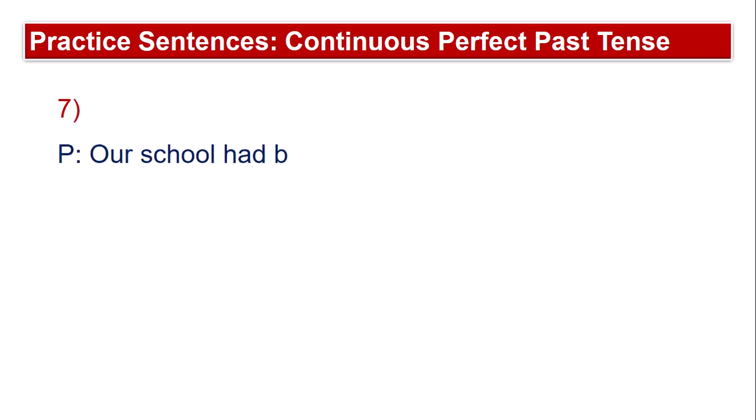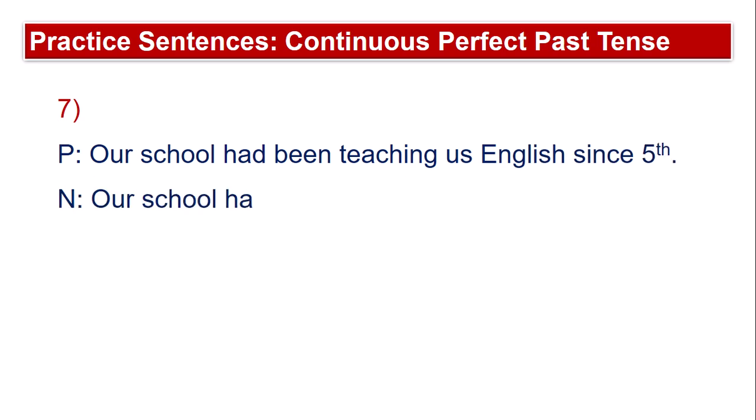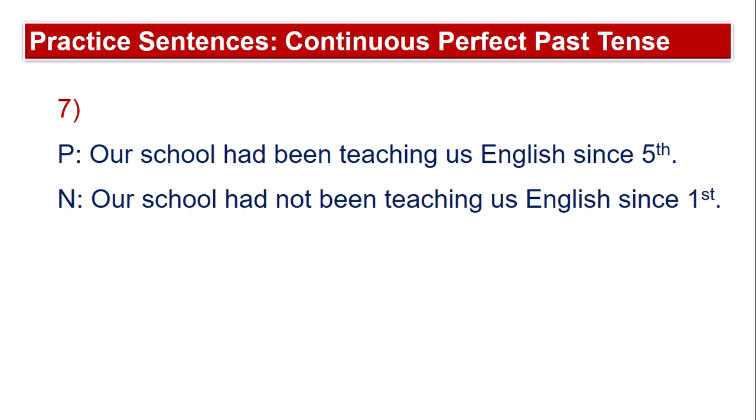So all these sentences, if you see them, here in this sentence our school is a subject. So our school had been teaching us English since 5th. So all the sentences accommodate all the kinds of varieties that we have learned until now during the course. Our school had been teaching us English since 5th standard or grade. Our school had not been teaching us English since first grade, right?